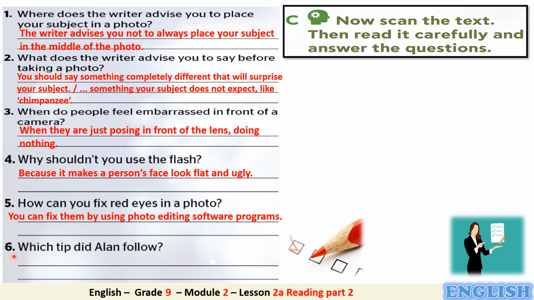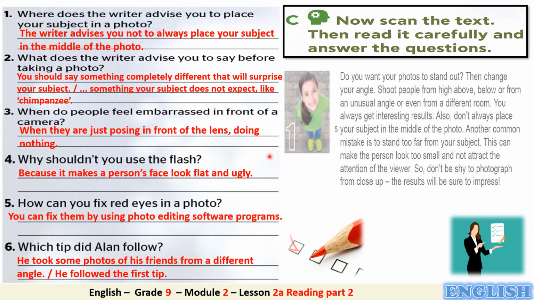This is the last question, question number 6. Which tip did Alan follow? Excellent, my students. He took some photos of his friends from a different angle. Or he followed the first tip. Can you justify this answer? Very good. It's in the first paragraph. Which lines? That's right. It's here in the first 4 lines. Well done, my students, and great job.